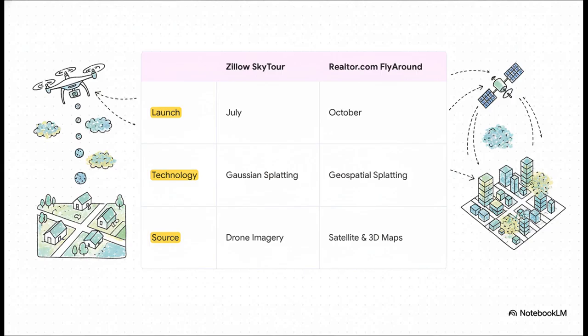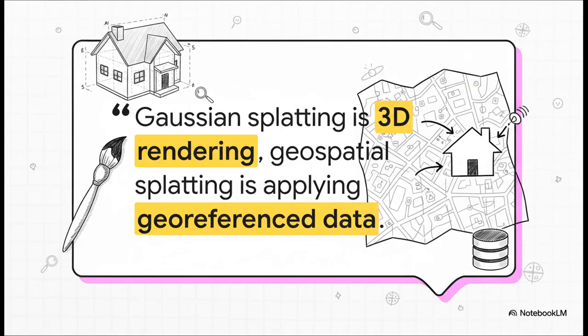Zillow uses that Gaussian splatting we talked about, which is powered by custom drone photos. Realtor.com, they use something called geospatial splatting, which pulls data from existing satellites and 3D maps. So what's the real difference there? Sean Wedde from Landeye explained it really well. Zillow's way is like creating a custom, bespoke digital sculpture of that one specific house. Realtor.com's approach is more like taking massive existing map data and draping it over the property. So one is custom built, the other is leveraging a huge global database.